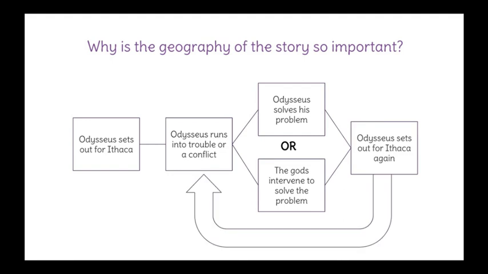He will then once again either need to resolve the conflict on his own or the gods will intervene to resolve the conflict. This pattern will repeat itself many times throughout the story. The geography of this story is important because it helps maintain the conflict. As long as Odysseus continued to travel, the author was able to keep presenting problems that Odysseus had to solve before he could return home.